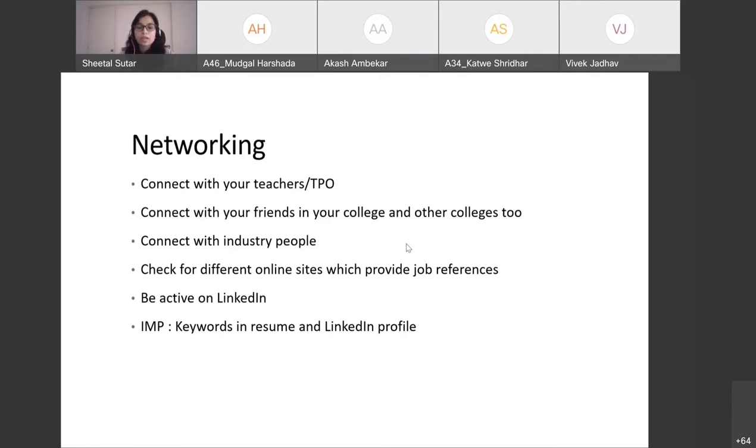And also you can look at some other online websites like Freshers World or Naukri or something similar, and try checking what the current opportunities are there, and you can apply there.